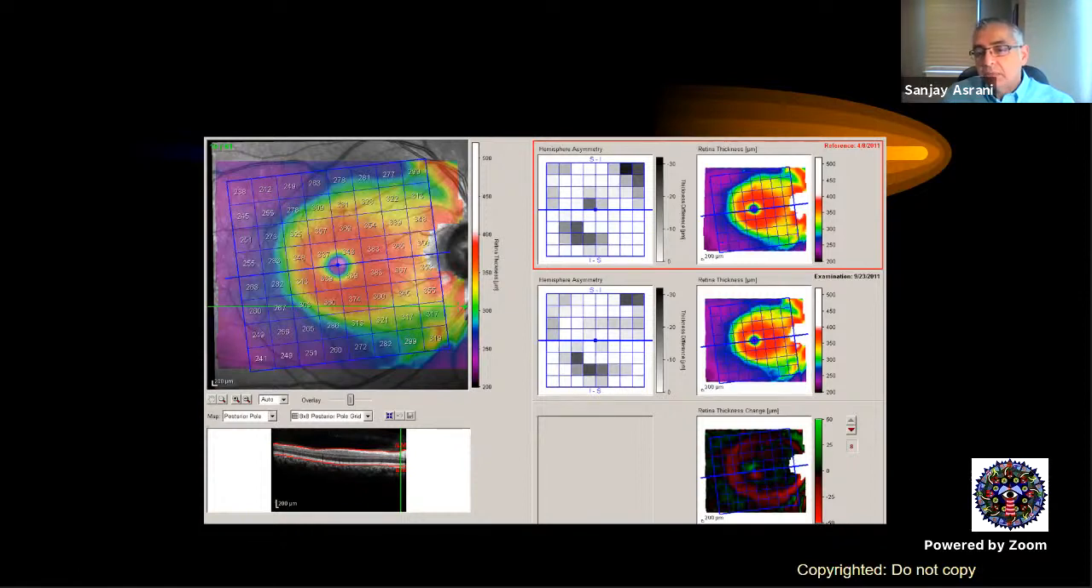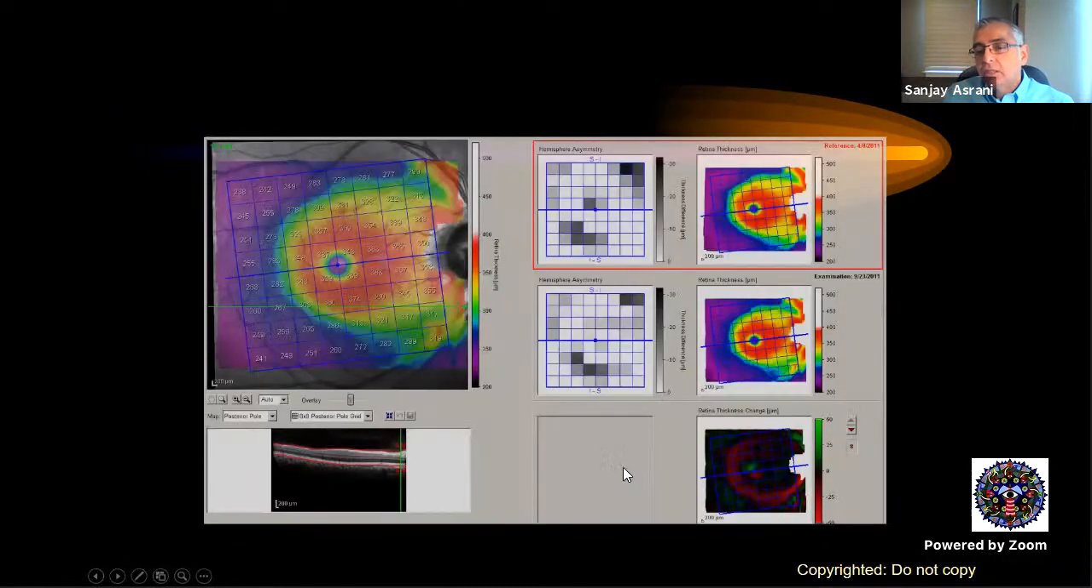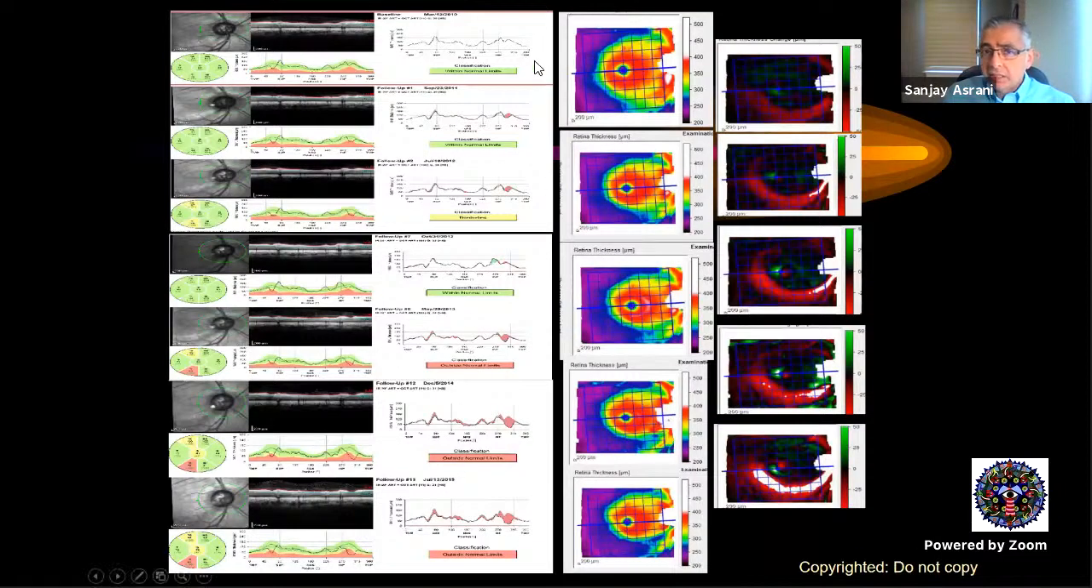So within 6 months, you can see these losses. It takes years for it to show up on the visual field. But with the confirmation between RNFL and macula, you can be sure that you're dealing with glaucoma progression. Here is that same patient who kept worsening, kept losing tissue over time, despite the best of management.